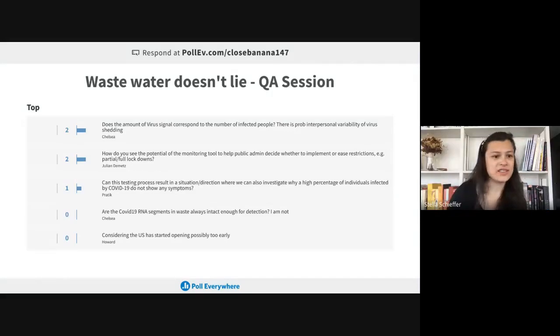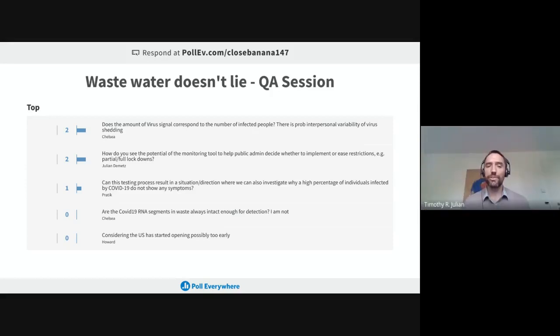Next question is, does the amount of virus signal correspond to the number of infected people? There's probably interpersonal variability of virus shedding. Yeah, that's a good question. So I think some of the early data, I showed a little bit from the Netherlands, and there's also a preprint from looking at Paris wastewater that shows as the clinical case number increased, so did the virus signal in the wastewater. And I think early on, that's probably true.